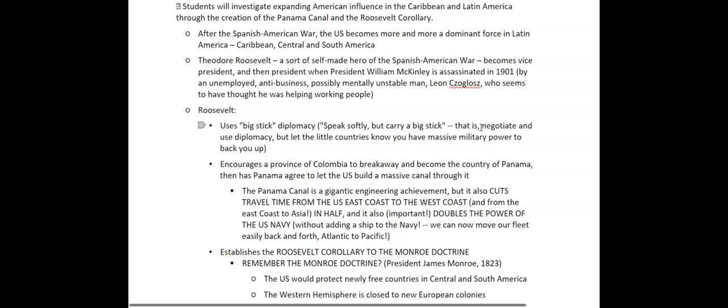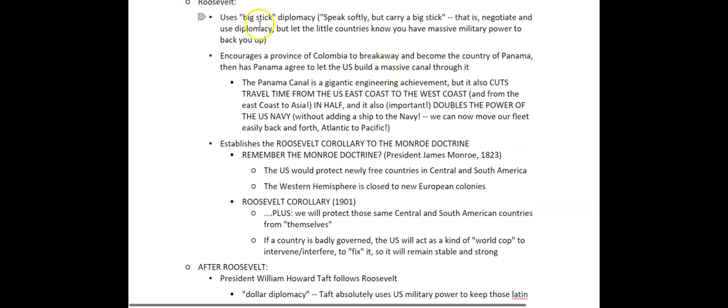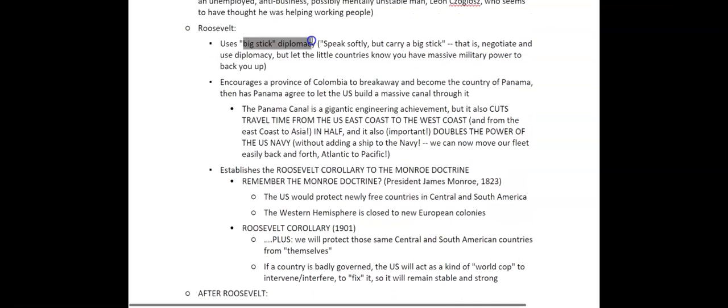And Roosevelt, you should know, is all about big stick diplomacy. Roosevelt famously says, "Speak softly, but carry a big stick." That is, negotiate and use diplomacy, but let the little countries know you have massive political power, military power, to back you up.